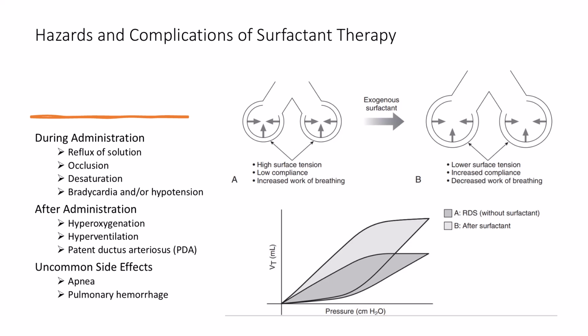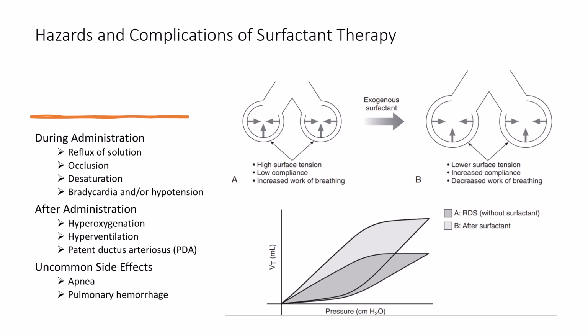Finally, there is the risk of overdistension of the lungs following surfactant administration. As the alveoli expand and lung compliance improves, there is a potential for overinflation, which can lead to lung injury or air leaks, such as pneumothorax or pulmonary interstitial emphysema.